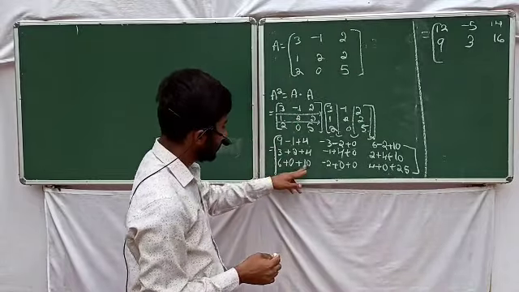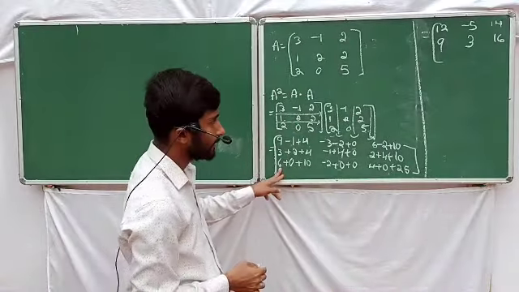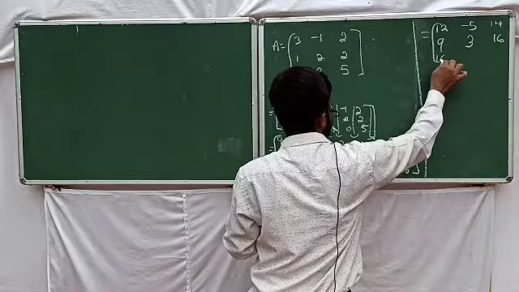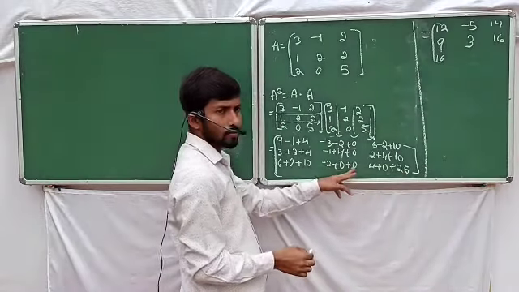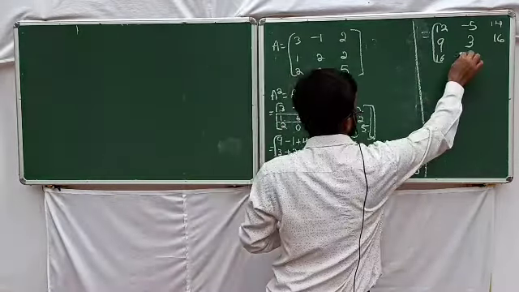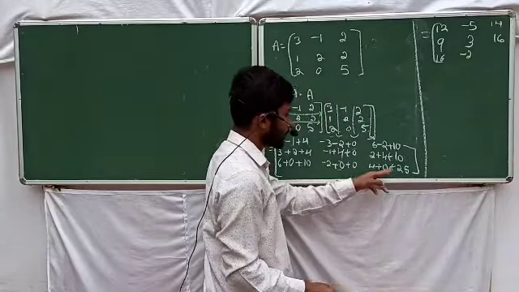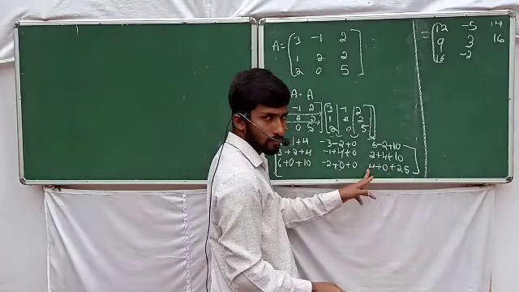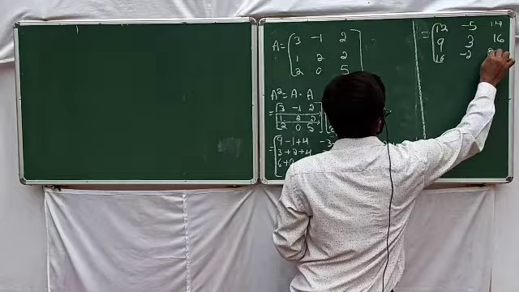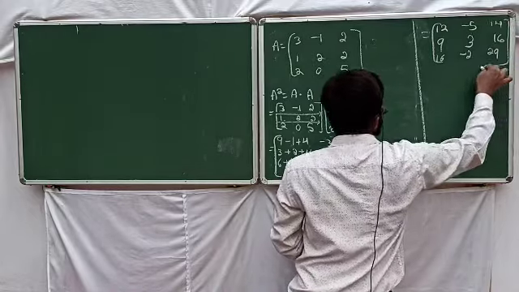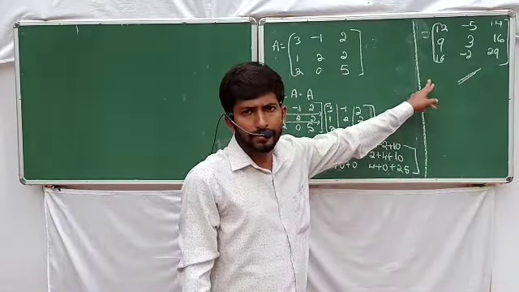Okay, now see, 10 plus 6 is there, its value is equal to 16. Minus 2 plus 0, it's equal to minus 2. Then 25 plus 4, its value is equal to 29. Okay, therefore this is the A square value.